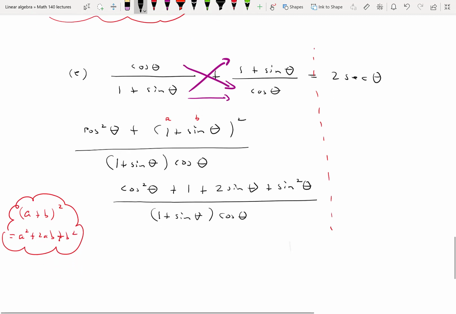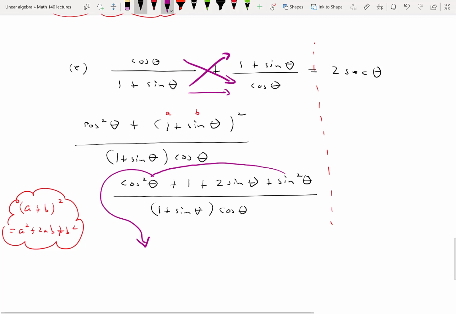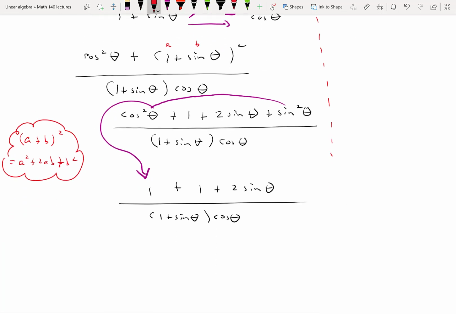And look at that mess. Look at that really, really horrific looking mess. It's not that bad. What is sine squared theta plus cosine squared theta equal to? It's 1. Plus the 1 that's already there, plus the 2 sine theta that's already there, all over 1 plus sine of theta times cosine of theta. Well, the next step is real easy. 1 plus 1 is 2, plus 2 sine theta. It's almost there.